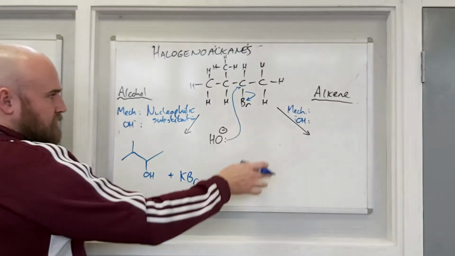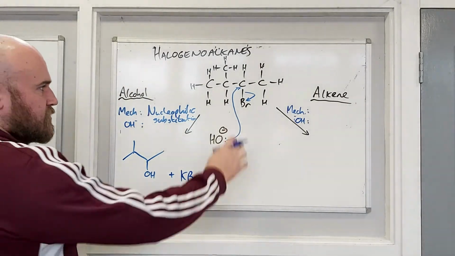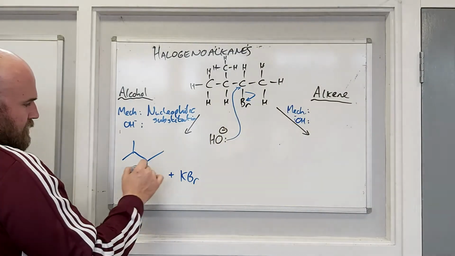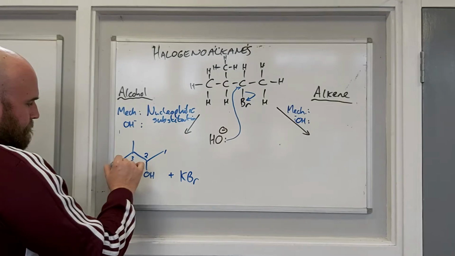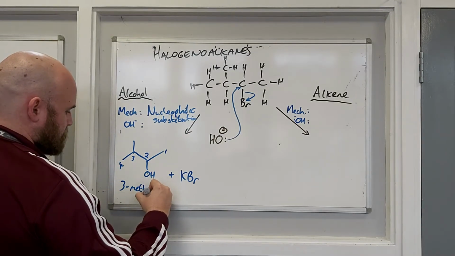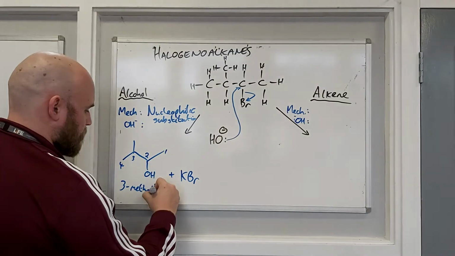The potassium ion is obviously a spectator ion in this whole process, so it's just that plus potassium hydroxide makes this plus this. Naming this, it would be 3-methylbutan-2-ol.